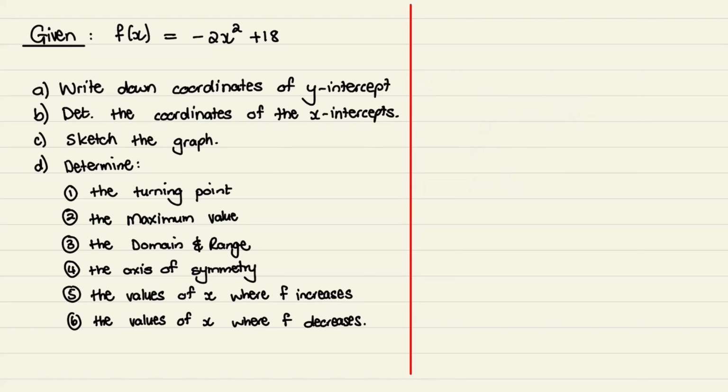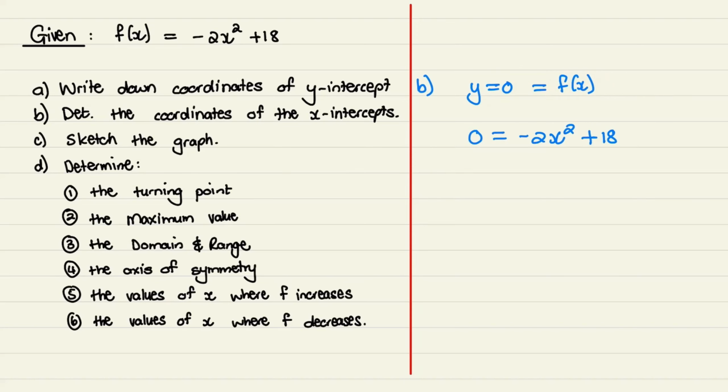In our second question, we are asked to determine the coordinates of the x-intercepts. So for the x-intercepts, we will make y equal to 0. Remember that y and f(x) are referring to the same thing. So I'll replace f(x) with a 0. So I'll have 0 is equal to negative 2x squared plus 18.